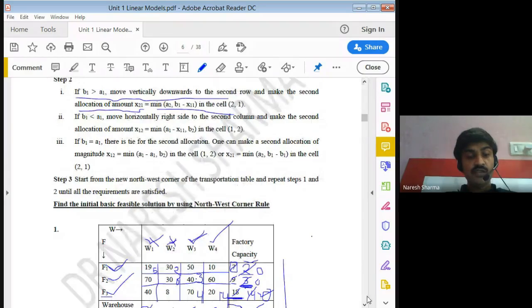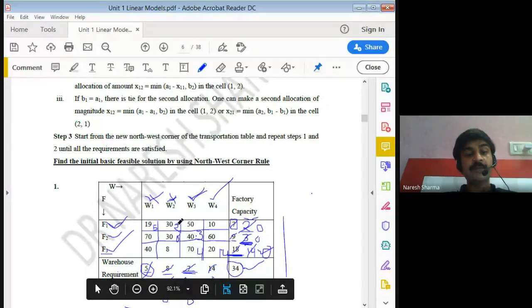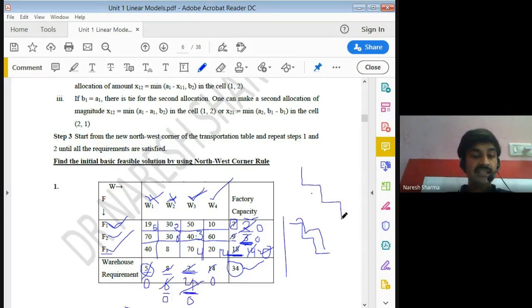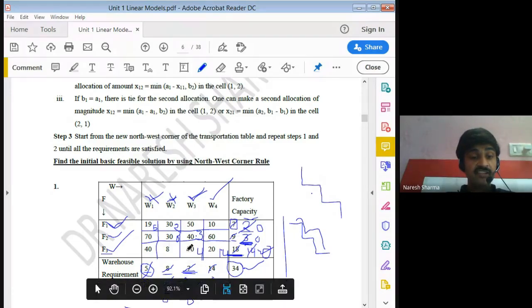One more thing you can see here, in these steps we fill first, then go right side, then down, then right, then down, and then right. So we go in a step form in the northwest corner method. Always in northwest you see this kind of shape, or it may be possible this kind of shape. You can check, if in the starting the capacity of this factory is less than this, here it is 7, requirement is 5. So that's why we go right side.